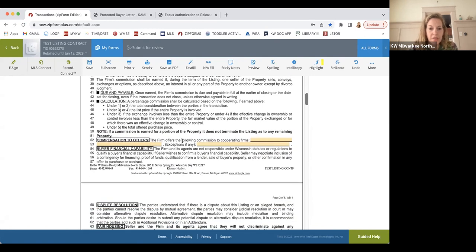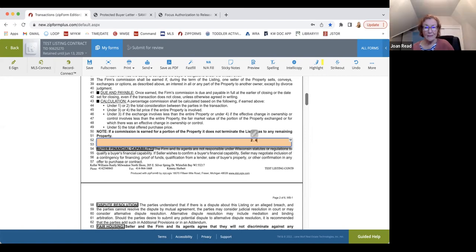Compensation to others. So the firm offers the following commission to cooperating firms. So this is where we communicate how much is going to be given to the buyer's brokerage. So in our market, what is typical is 2.4%. So you'll just list that here.